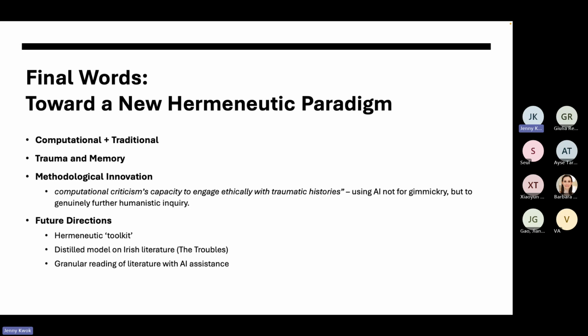Last but not least, future directions. There's so much we can work from here. Developing hermeneutic toolkits. Also, we want to have distilled models on Irish literature, specifically the Troubles, so that we can enhance the LLM results. And also encouraging a more granular reading of literature with AI assistance, without letting AI run wild and work its own thing.